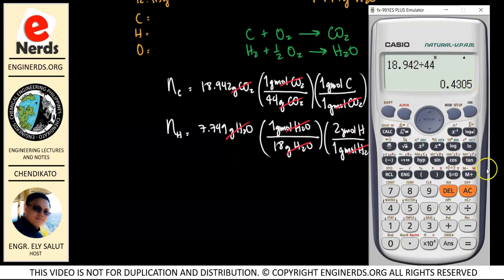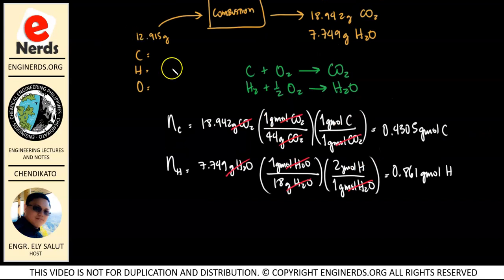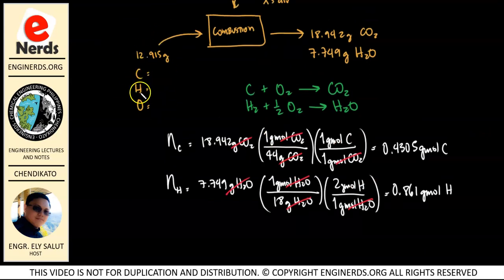So, let us solve it. We have 7.749 divided by 18 and multiplied by 2. So, we have 0.861 gram mole of hydrogen. So, alam na natin kung gaano karaming carbon and hydrogen dito sa ating fuel, ano? Pero, our fuel consists of carbon, hydrogen, and oxygen.